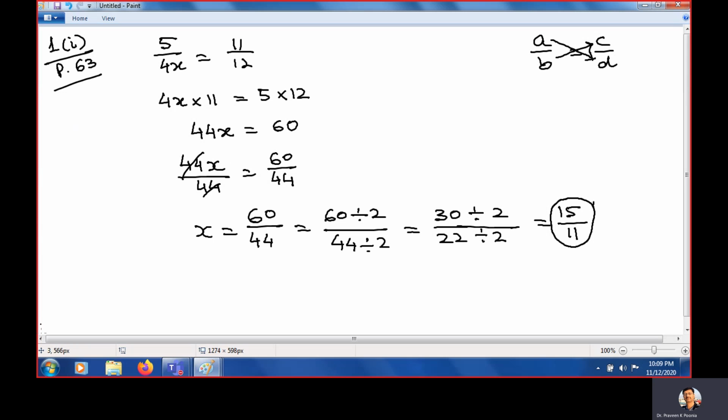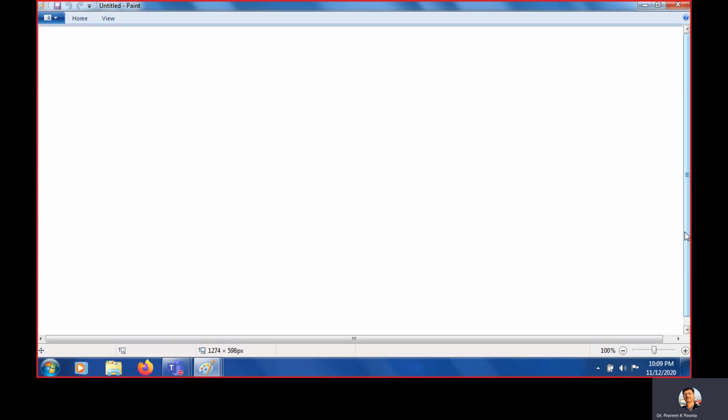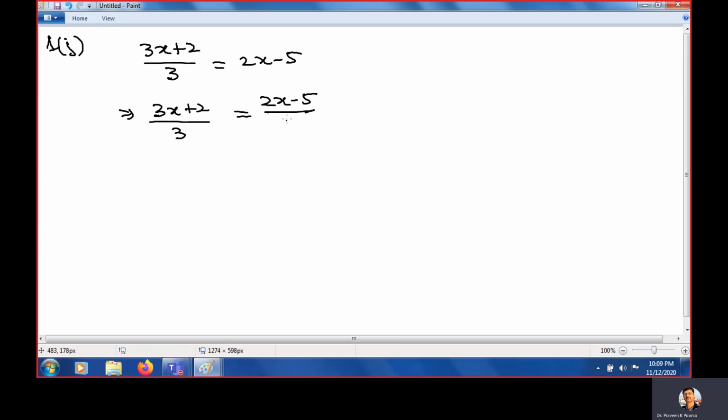Okay. So this is question number 9, and this is same to same. Okay, let us solve question number 1, part J. What is it? 3x plus 2 upon 3 equals 2x minus 5. Look, here one side is in division form, rational form, p upon q, but here not. So what will we do?